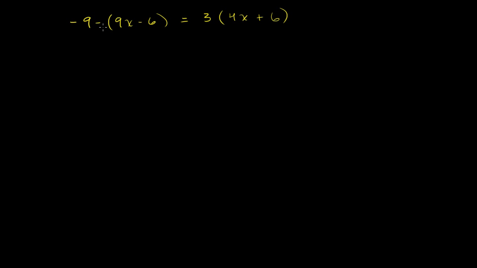This has a negative 1. You just see a minus here, but it's really the same thing as having a negative 1 times this quantity. And here you have a 3 times this quantity. So let's multiply it out using the distributive property.